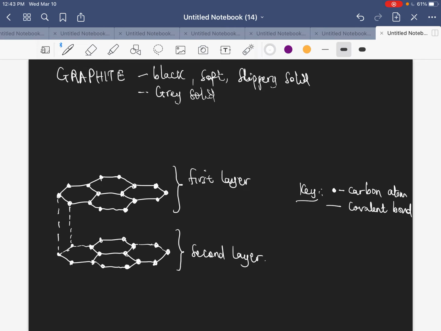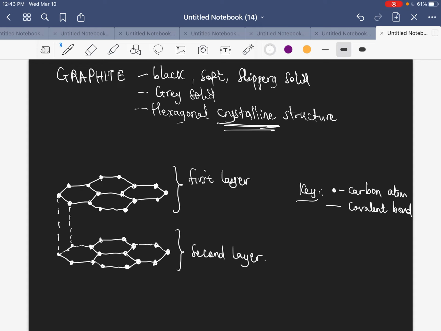That is one. Then it has a hexagonal crystalline structure. If you remember, that's why we say that graphite is a crystalline allotrope.